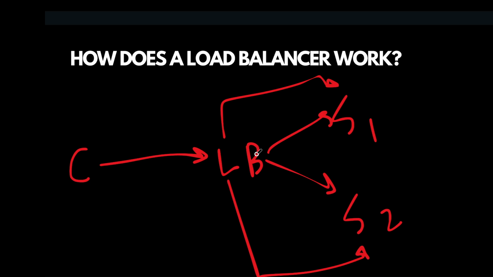And number 4, we have traffic forwarding. The load balancer forwards requests to the chosen backend server. The response from the server then typically flows back through the load balancer to the client. And yeah, that's it.